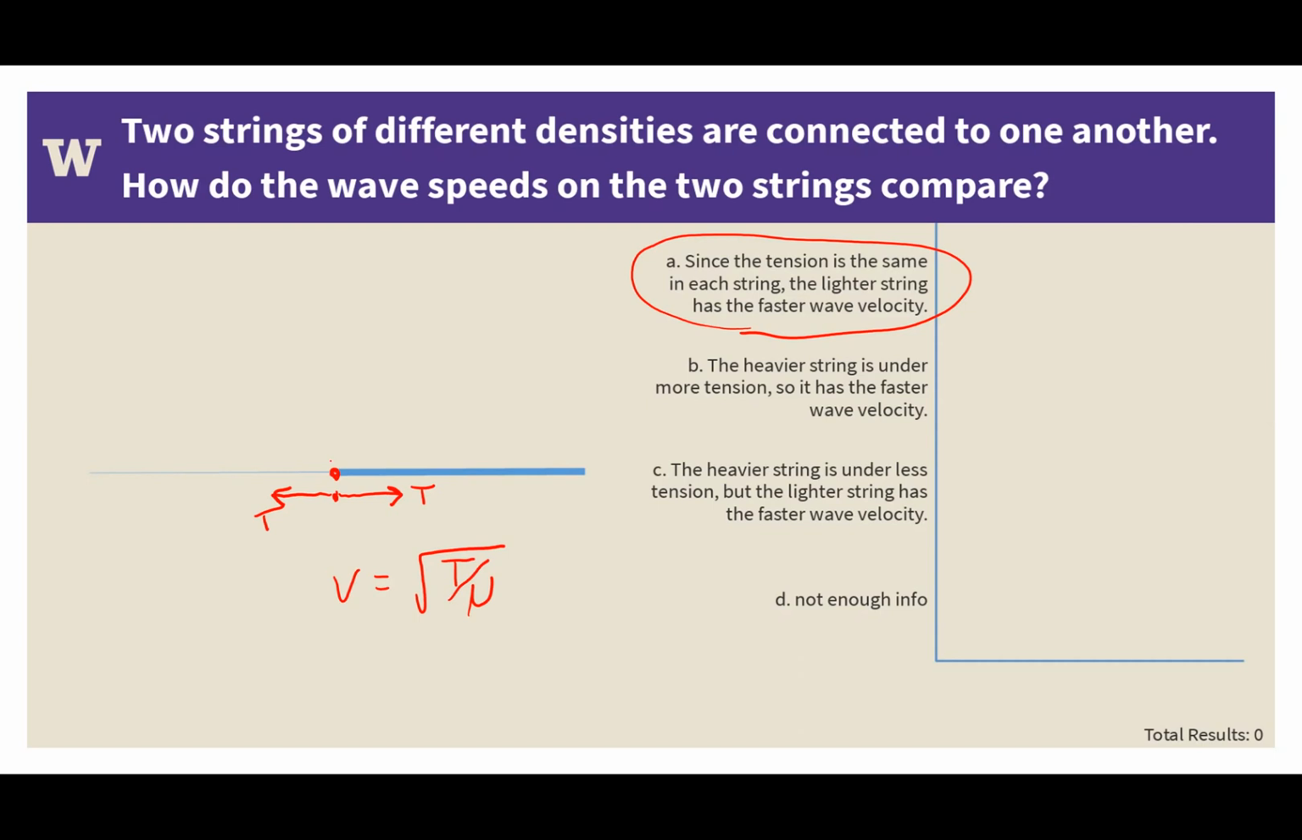Therefore, when I go to figure out the velocities, I'm just comparing the mass densities. And so if the tensions are the same, the lighter string is going to have a smaller mass density. So there's something like mass per unit length. Typically the units we see for that. So the lighter string has a smaller mass density and therefore a larger velocity.